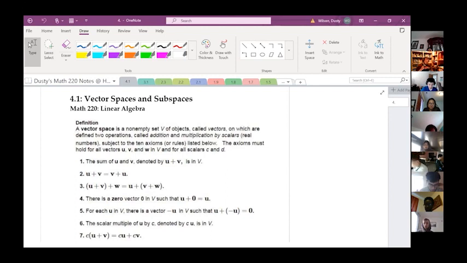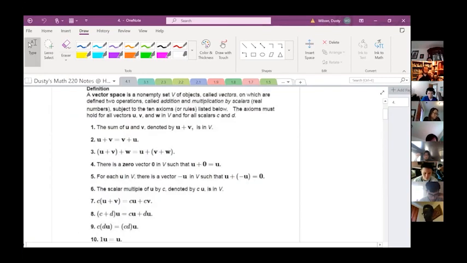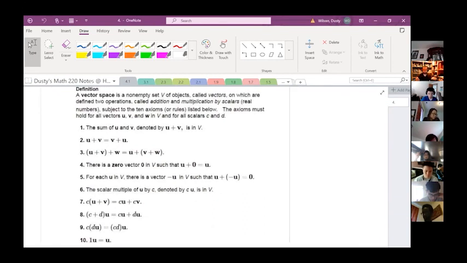So definition: a vector space is a non-empty set V of objects called vectors on which are defined two operations called addition and multiplication by scalars. That would be real numbers. And it's subject to the 10 axioms or rules that are listed below. The axioms must hold for all vectors u, v, and w in V, and for all scalars c and d. So for example, the first axiom is that the sum of u and v, denoted by u plus v, is also in the vector space V.